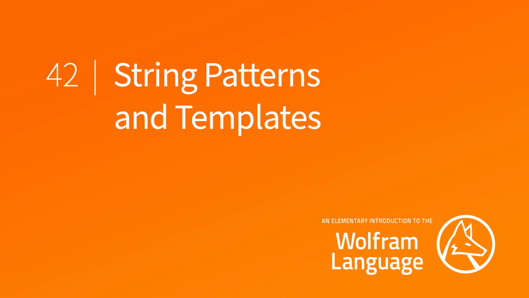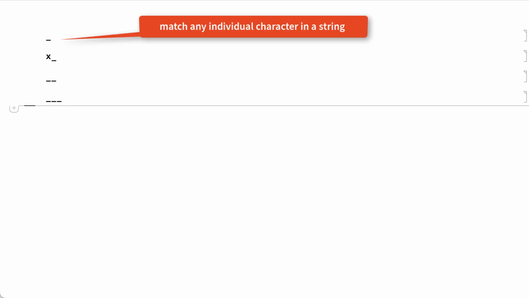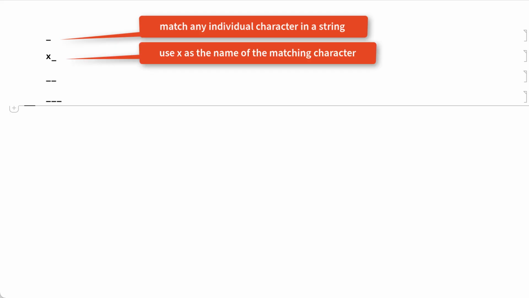Section 42 is about patterns that match characters in strings rather than parts of expressions, and about using string templates to construct strings. String patterns in the Wolfram language use much of the same notation as other patterns. Blank in a string pattern, for example, matches any individual character in a string. X blank gives that character the name X.